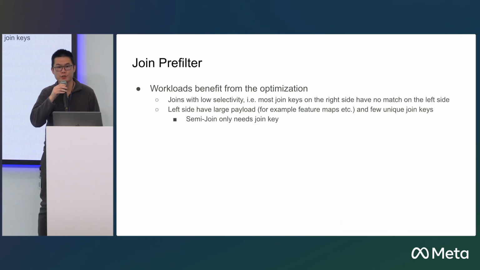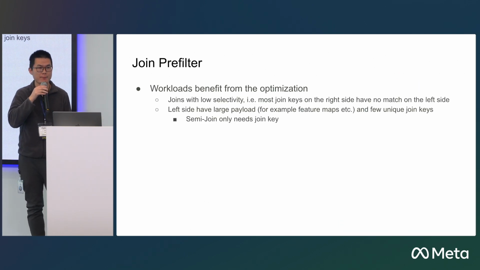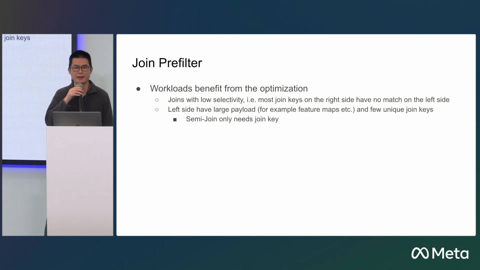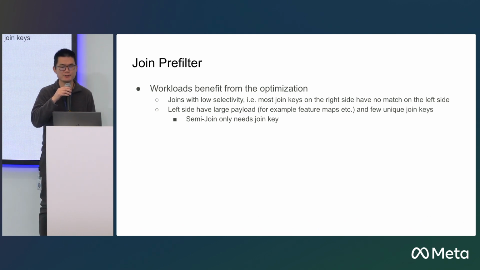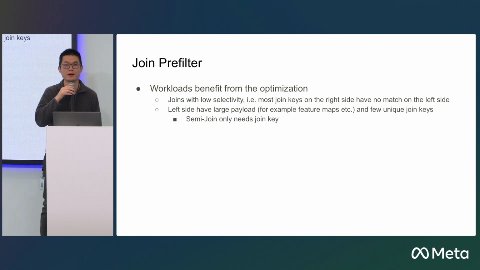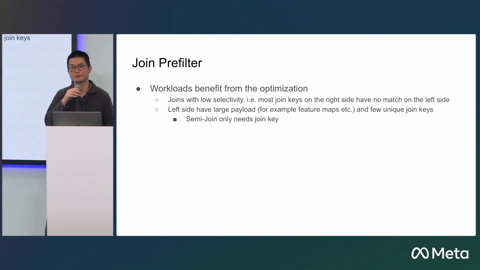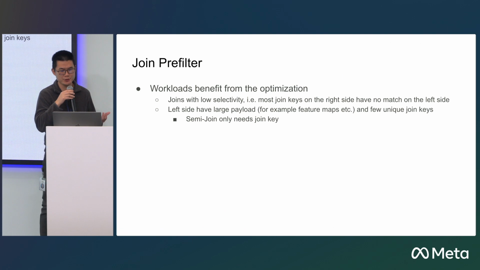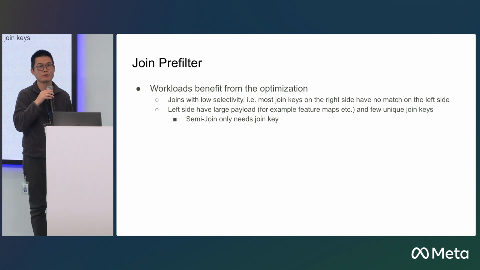The question is what kind of workload can benefit from this optimization? There are 2 requirements. The first one is that the join should have low selectivity. That means most join keys on the right side will have no match on the left side, so that after the prefilter, we have a much smaller build side for the join.